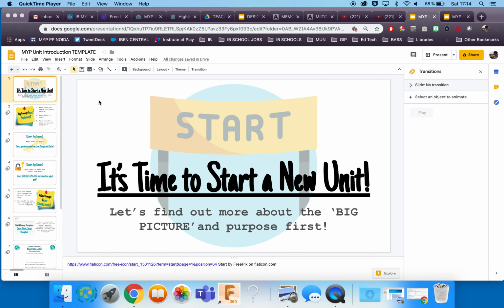I also usually do the factual inquiry questions as a general discussion. Then I'll show them the conceptual and debatable, but we unpack those later in the unit. However, this is what I'm going to do now. I'm going to introduce the big picture, the key concept, related concept, global context, then the statement of inquiry, and then I'm going to introduce them to the unit, the topic of the unit.